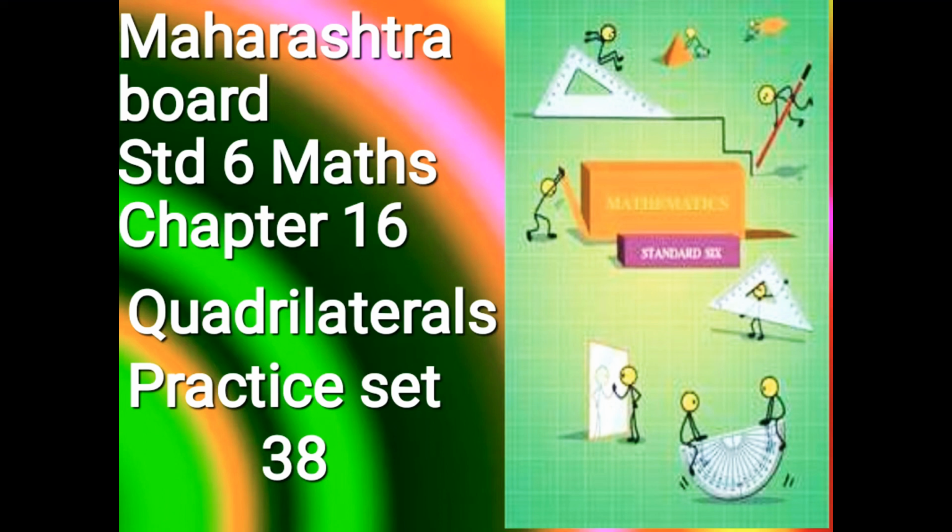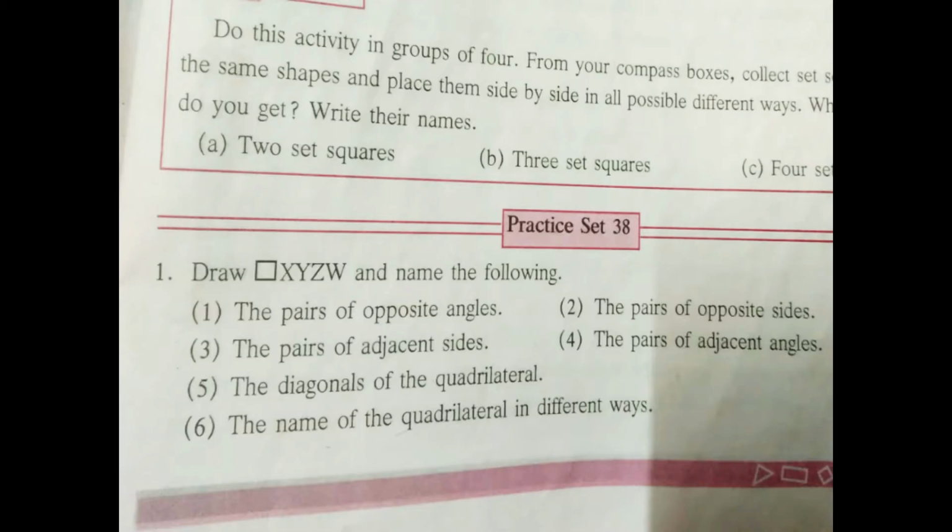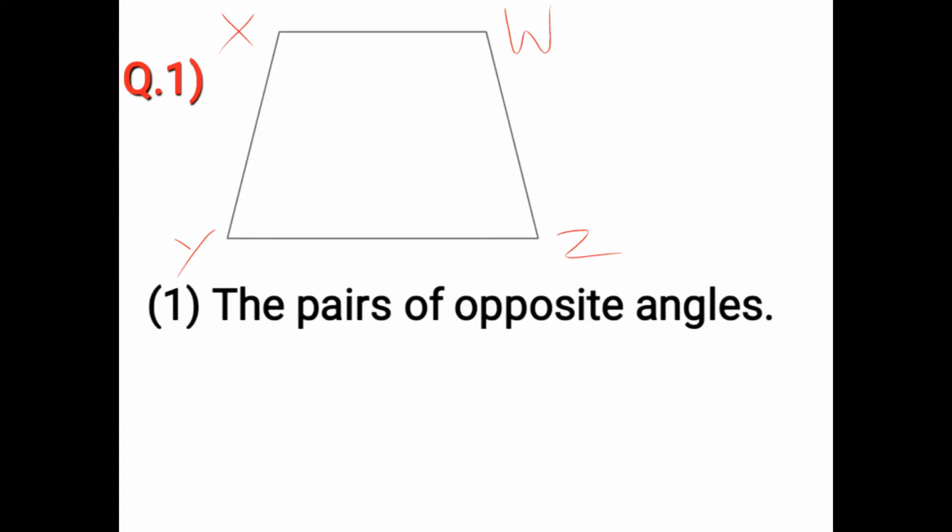Now we will begin practice set 38 on textbook page number 85. Question number one: draw quadrilateral XYZW and name the following. First, the pairs of opposite angles. Look at the figure I have drawn.